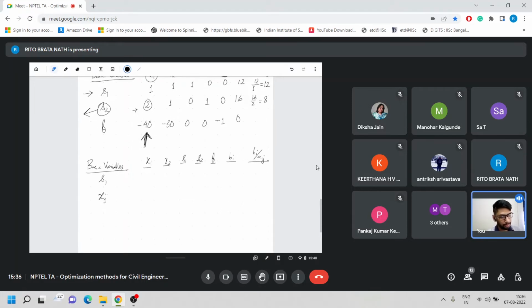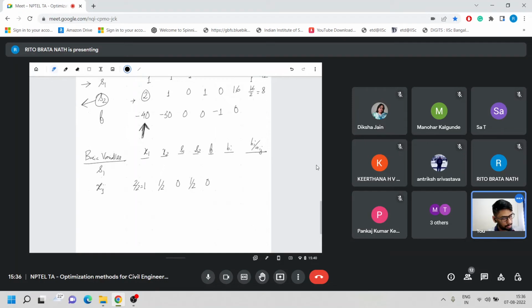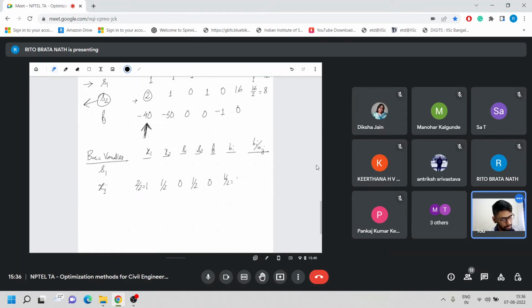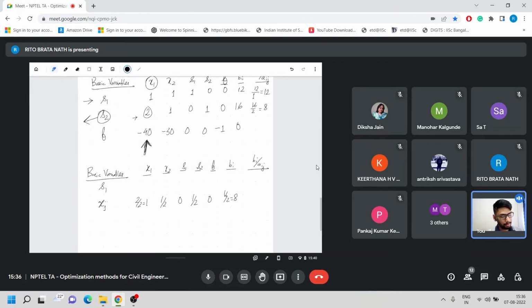So let's do that. It's 2 by 2 equals 1. This one is 1 by 2. This is 0. This is half. This is 0. This is again 16 by 2, which is 8. And this you have to make 0.